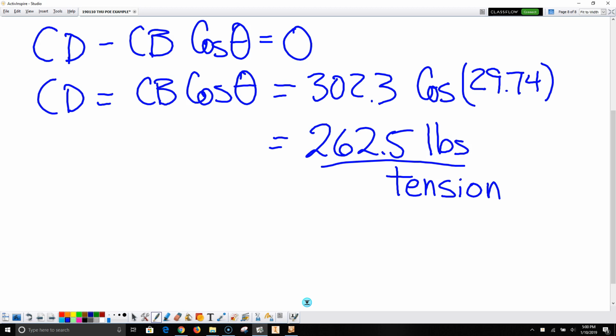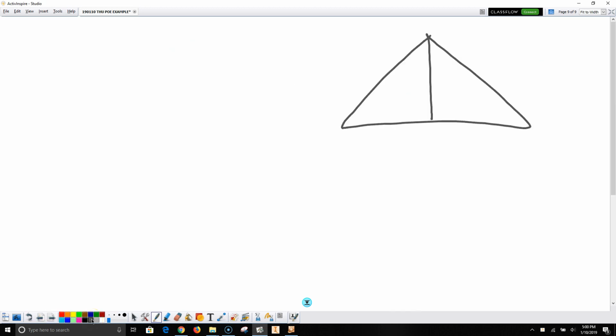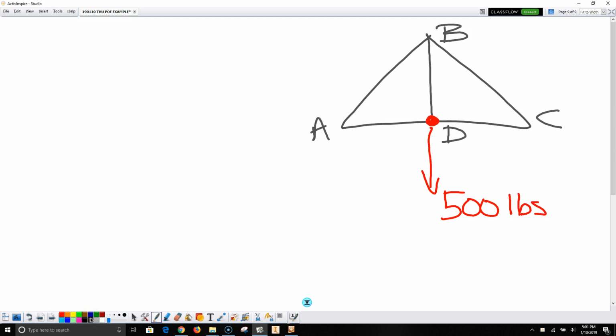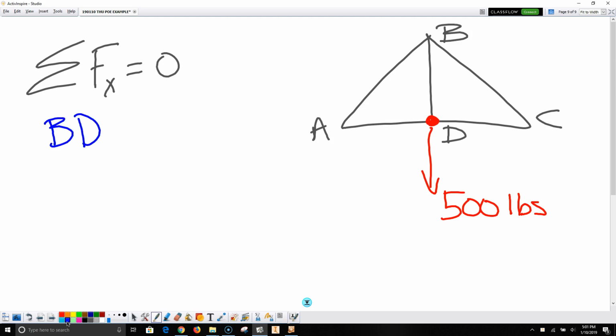The last one is very easy. So let's look at that. When we look at the truss now, we are looking for what's happening between B and D. We know that we have force D of 500 pounds. So if we look at the forces in x, that should be equal to 0. So we're going to assume that BD is in tension, minus force FD, which is negative, it's pulling down, equals 0. And then we rearrange that to solve for BD.